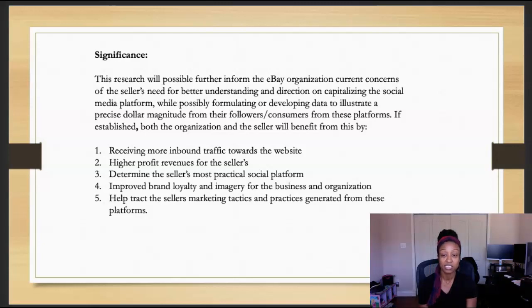If established, both the organization and the seller will benefit from this by the listing below, such as: one, receiving more inbound traffic toward the website; two, higher profit revenues for the sellers; three, determining the seller's most practical social media platform; four, improving the brand loyalty and imagery for the business and organization; and five, helping to track the seller's marketing tactics and practices generated from these particular platforms.